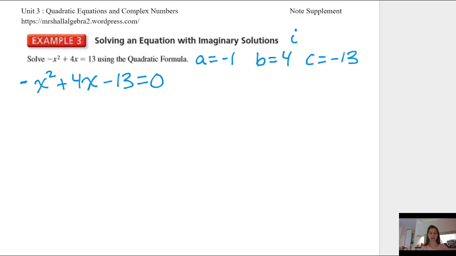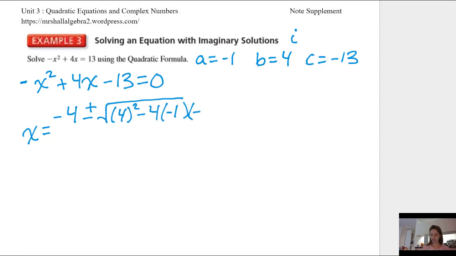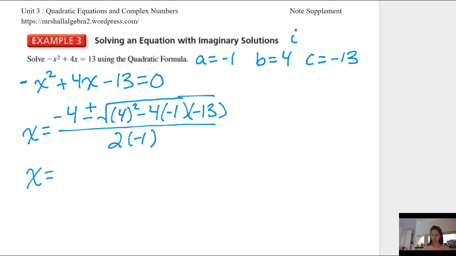You really don't need to write this part. I'm just writing out all the thoughts that are happening in my head. Then put a, b, and c into the quadratic formula. X equals negative b plus or minus the square root of b squared minus 4ac, all over 2a. And now simplify. Negative 4 plus or minus the square root of, put this in my calculator, and I got negative 36, all over negative 2.